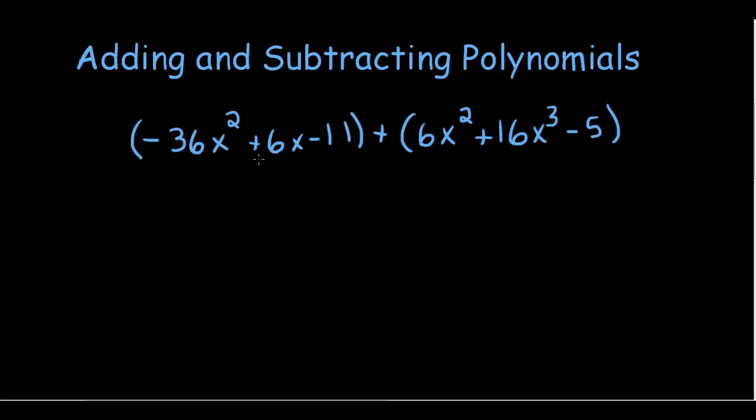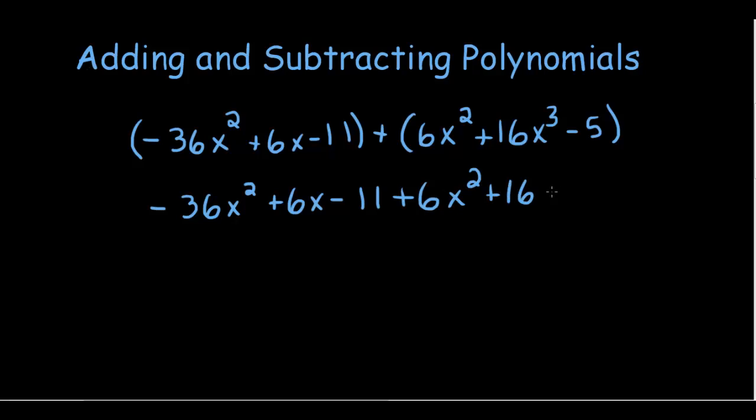So the first thing is that we're going to get rid of the parentheses. So negative 36x squared plus 6x minus 11. And since we're adding, it's really not going to make a difference on these other terms. Had this one been negative, then you would distribute the negative. But again, since it is positive, we're distributing it, but it's really not making a difference on any of the terms. So I'm basically just rewriting the whole thing.